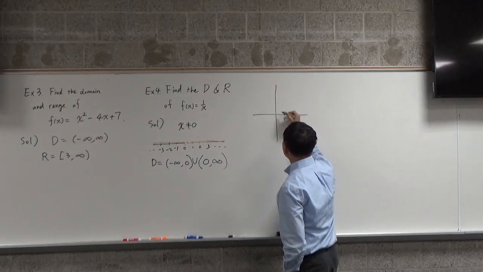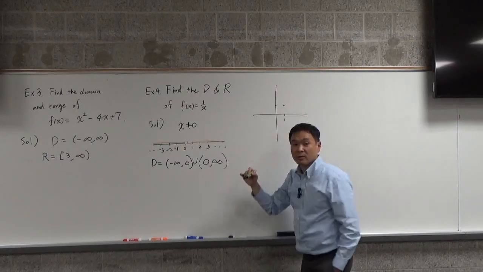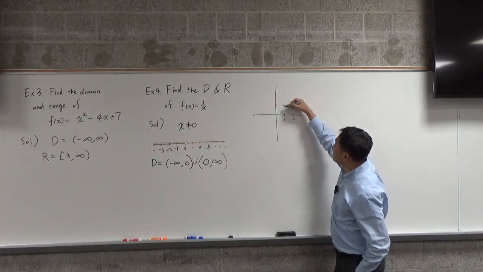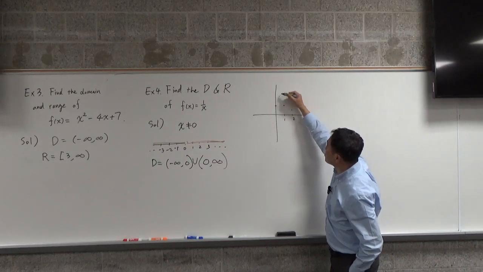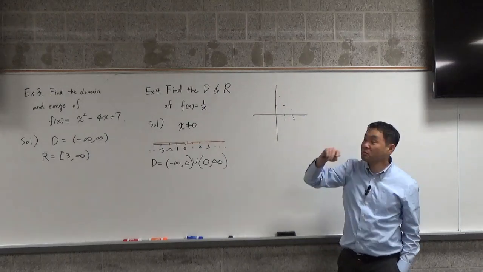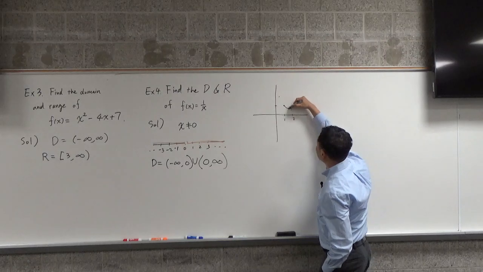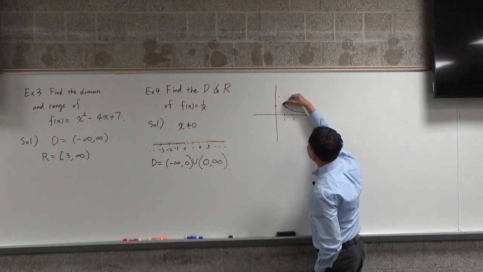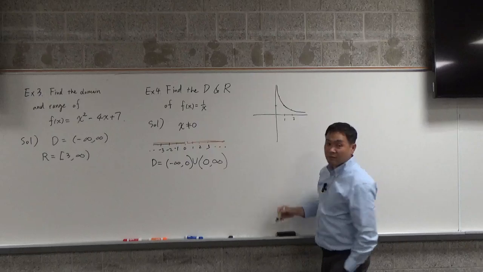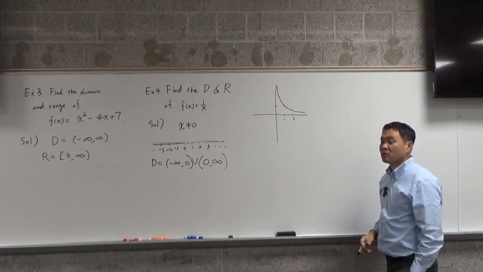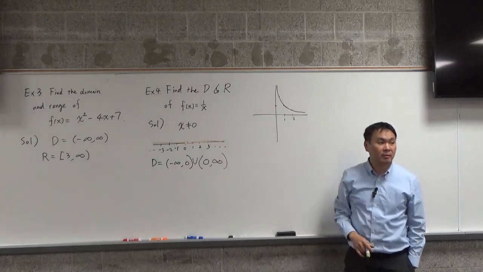And if you plug in 1, 1 over 1 is 1, right? If you plug in 2, it becomes half. If you plug in 1/2, it becomes 2. So you keep plugging in different values of x, you will see that the graph is like that. Also known as an inversely proportional graph.